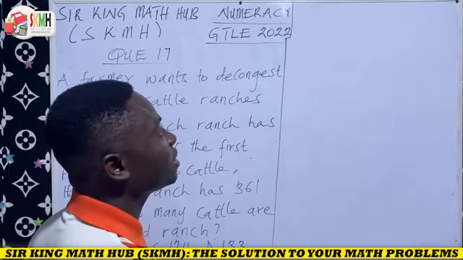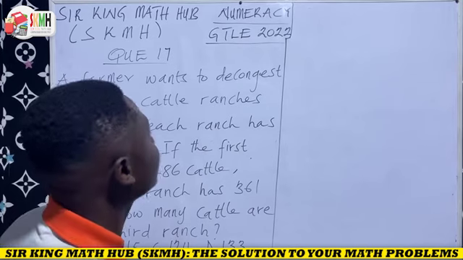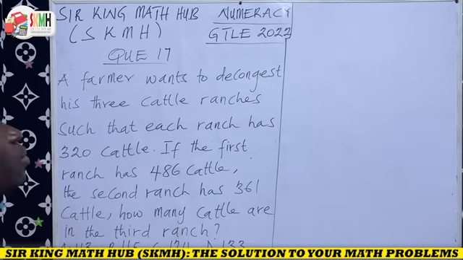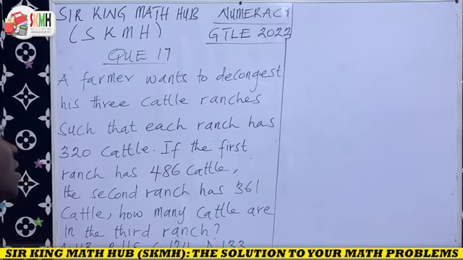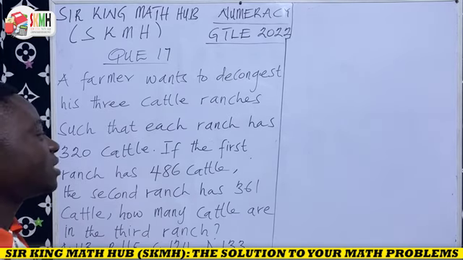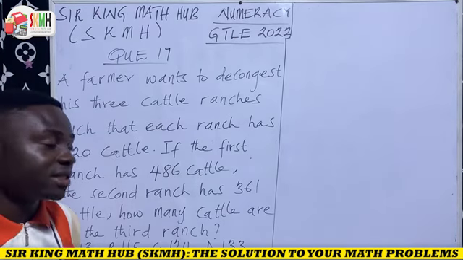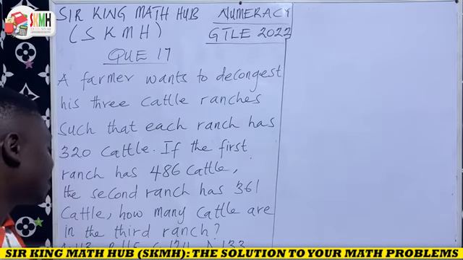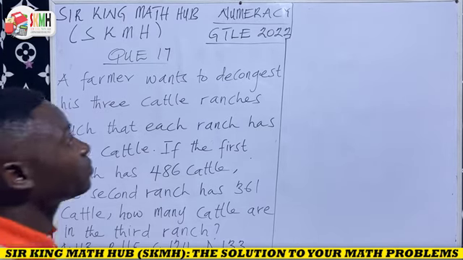Ghana Teacher Licensure Exams 2022, subject area numeracy. Question number 17. A farmer wants to decongest his 3 cattle ranches such that each ranch has 320 cattle. If the first ranch has 486 cattle, the second ranch has 361 cattle, how many cattle are in the third ranch? So quickly, let's provide a solution to question 17.